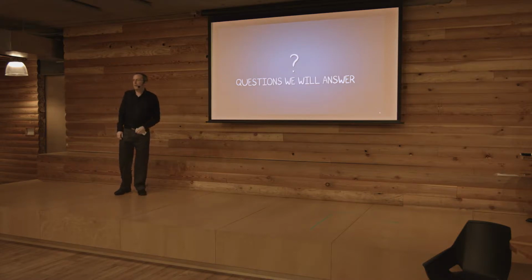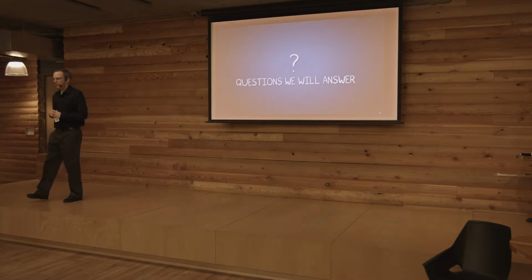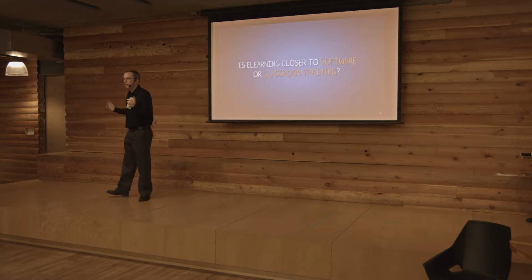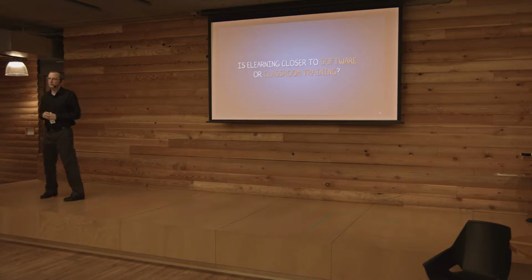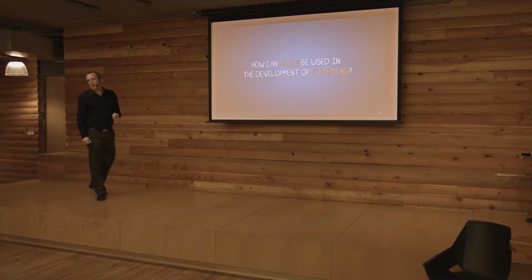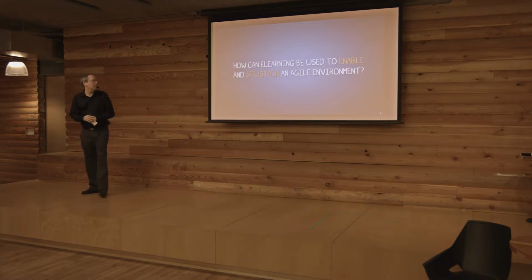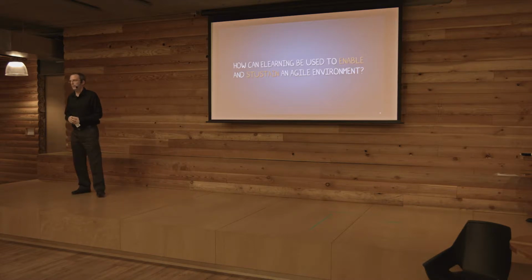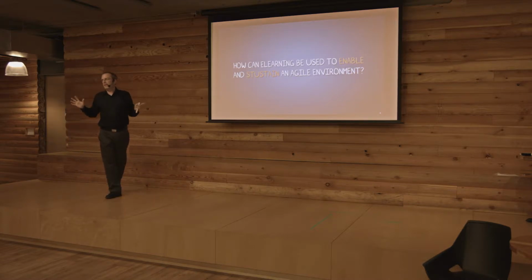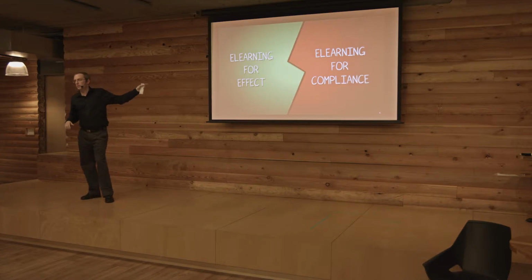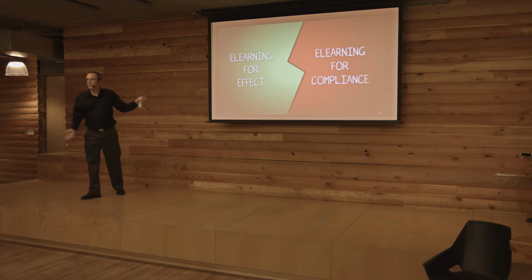All right. So, just very quickly, the 3 questions we will be addressing through this presentation. I always like to trifecta 3 things. Number 1, is e-learning closer to software or classroom training? 2, how can Agile be used in the development of e-learning? And 3, how can e-learning be used to enable and sustain an Agile environment? Now, before we get into these questions, there's one major point I want to address in e-learning, and that is the 2 schools of e-learning. You won't find this on the web, so look it up. These are my terms.